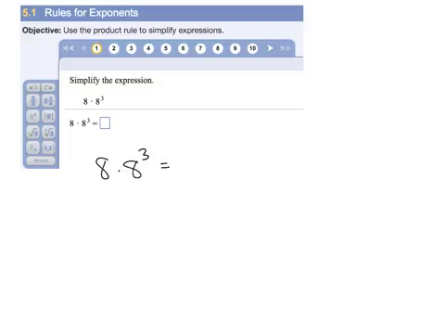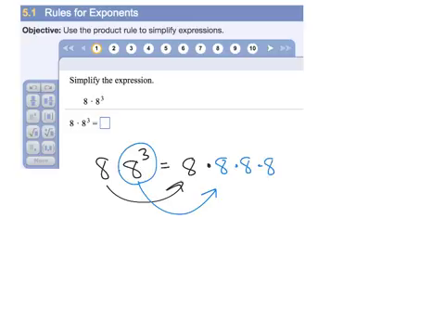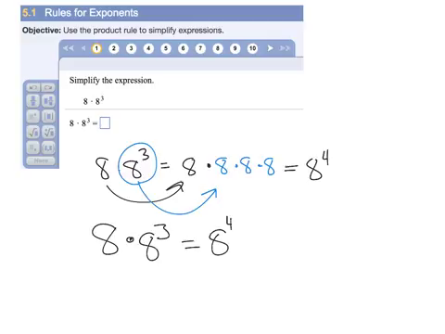So what does this mean? 8 means 8. Okay, that's pretty obvious. But 8 to the third power, what does that mean? That means 8 times 8 times 8. And so, all told, this really means 8 to the fourth power. So 8 times 8 to the third power equals 8 to the fourth power.